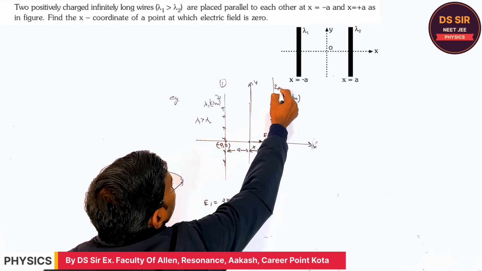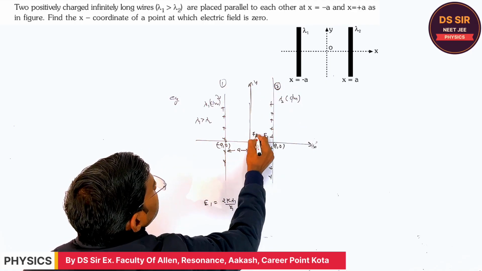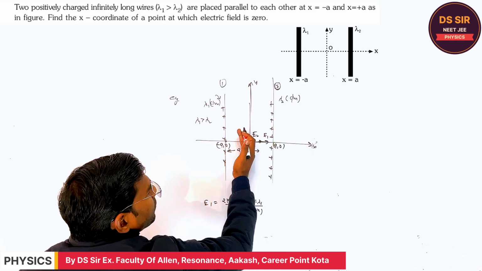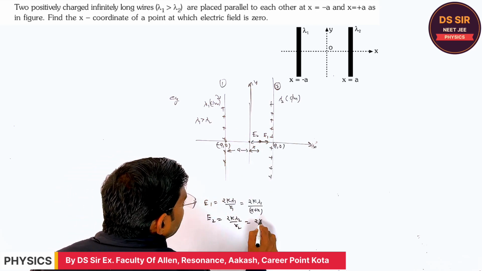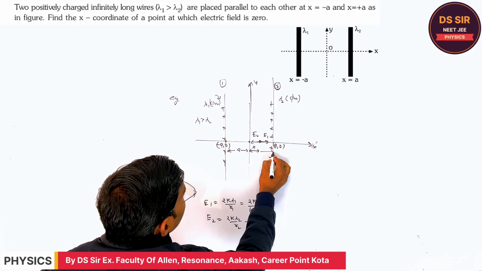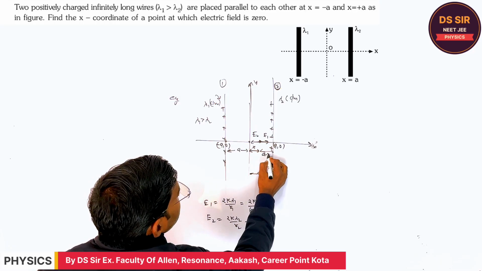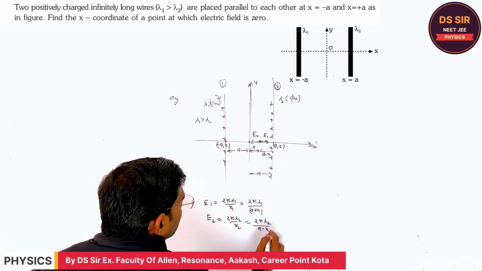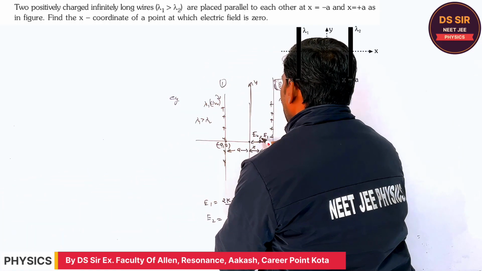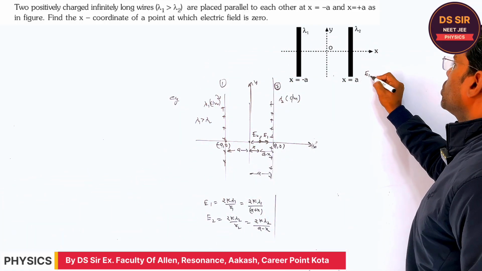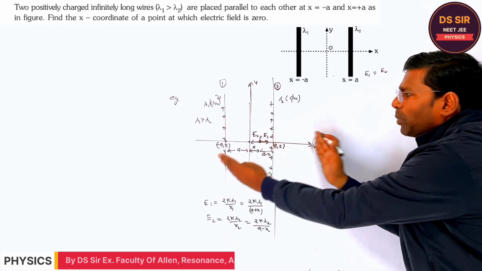And if this is wire 2, so what is the electric field? Say in this direction E2. E2 is 2k lambda 2 upon R2. What is R2? This distance is what? A, and this is x. So this is a minus x. According to the question, what is the condition? We have to find the position of this point P where the electric field is 0. Therefore, these electric fields will be equal in magnitude and opposite in direction.